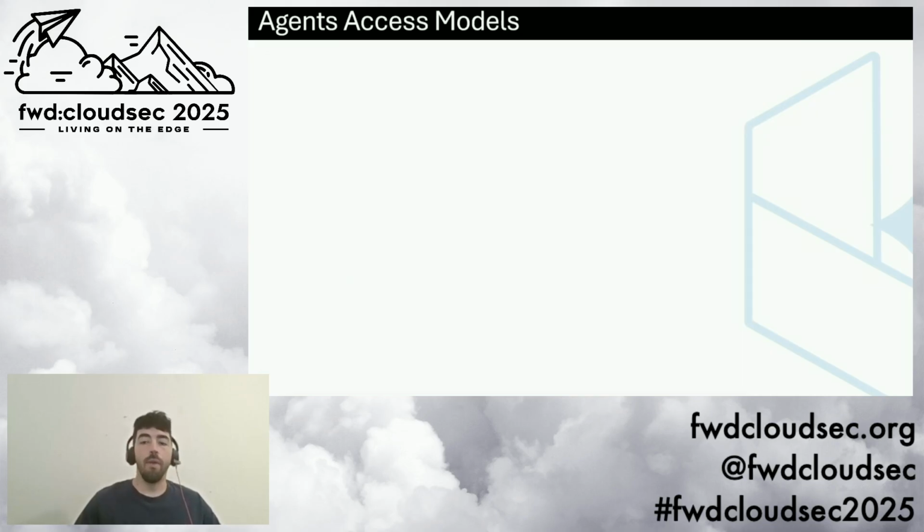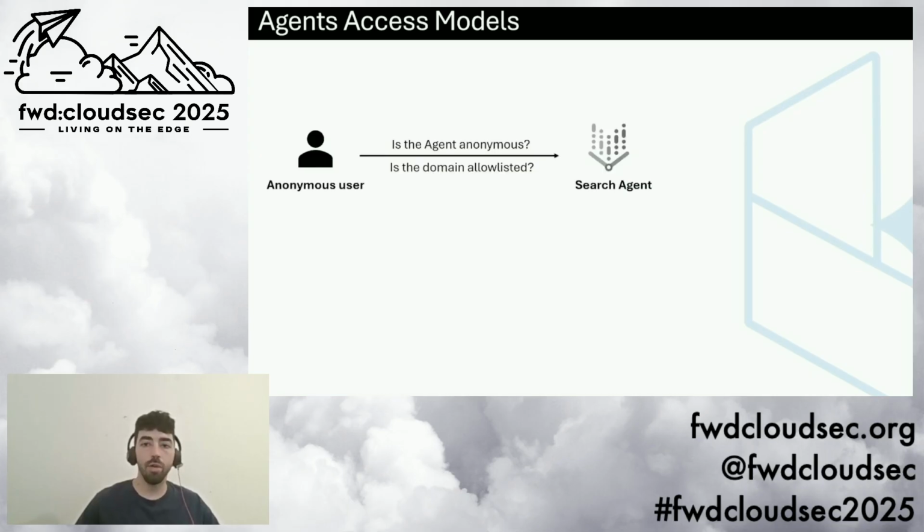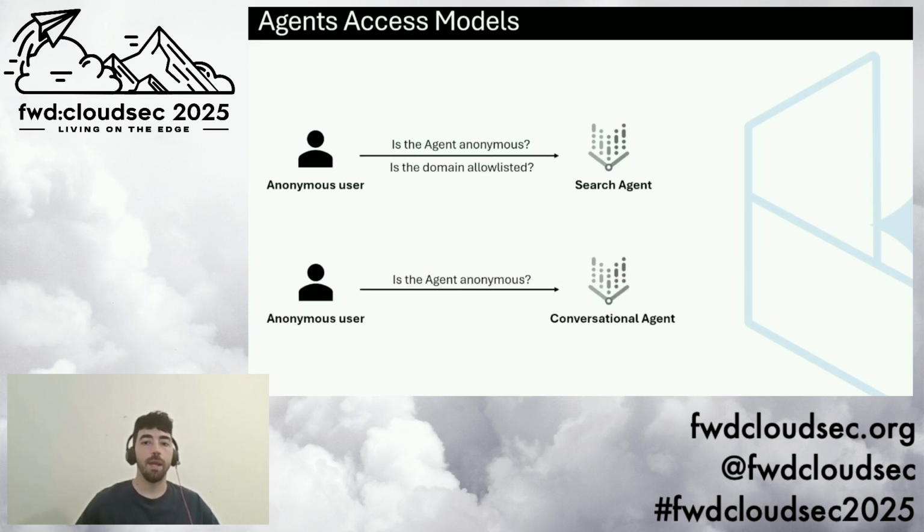So, a quick summary. We covered the access models for Vertex AI agents. For an anonymous user to interact with a search agent, it must be configured with public access, and the user's domain must be explicitly allow listed. And for a conversational agent, enabling anonymous access is also required, but the allowed domain restriction is just an option.